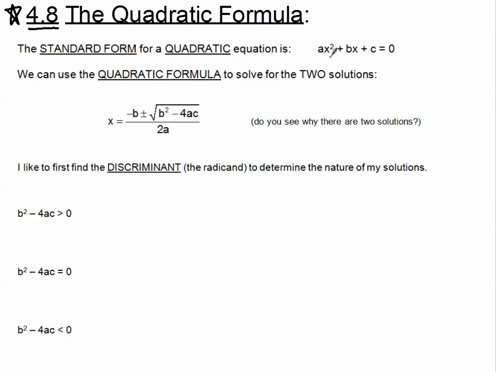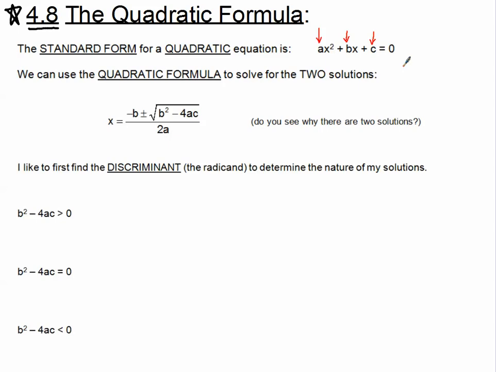We have our ax squared, which is our quadratic term, plus bx, which is our linear term, plus c, which is just our constant term, equal to 0. It's going to be very important for us to be able to find our coefficients a, b, and c today so that we can use our quadratic formula.